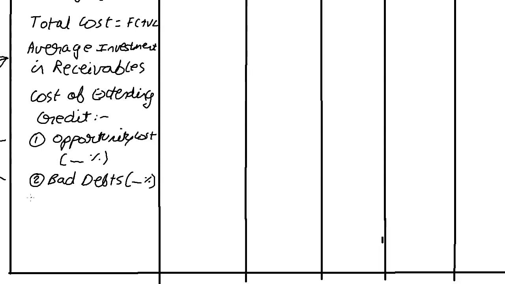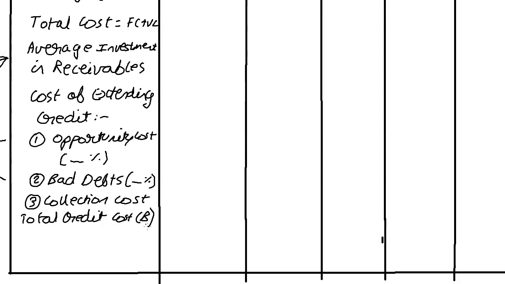The last cost of extending credit would be collection cost. Which most of the time doesn't come, but if it comes, you know. Okay, and then we get a total. Okay, maybe we can call it total credit cost, which we can label B. Okay, so what happens is we take the A, which is profit, and subtract B to get ourselves net benefit, which is A minus B.